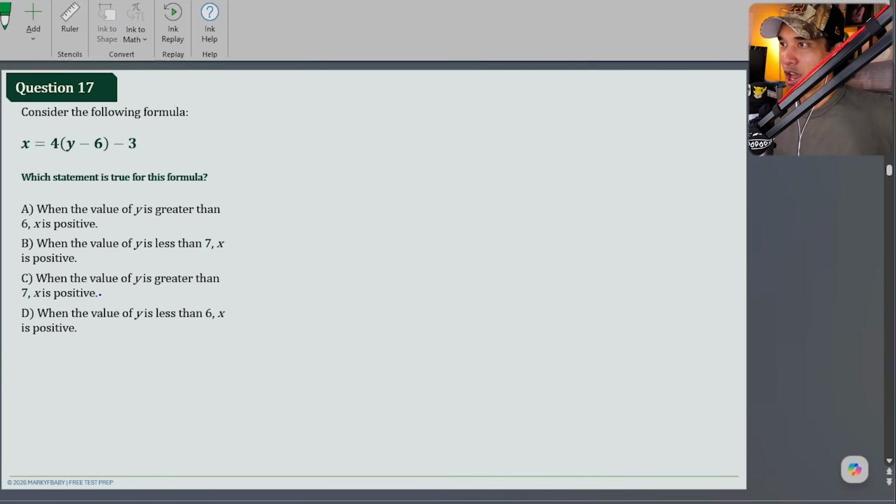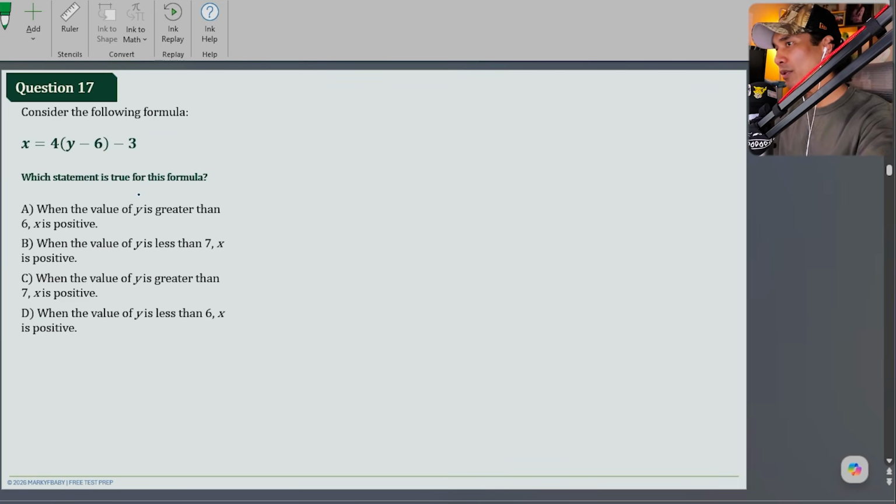Question 17. This one's a little scary, because we're going to find something called the cutoff, where we have to make x equal 0. Let me explain. Consider the following formula. x is equal to 4(y minus 6) minus 3.